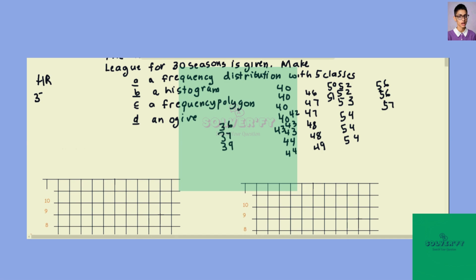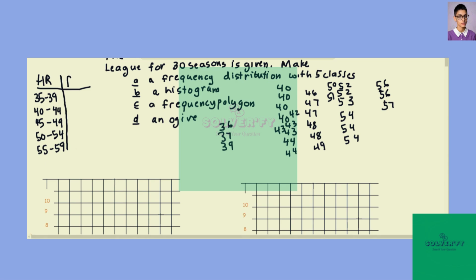So we got 35 to 39. So the next one will be 40 to 40, 41, 42, 43, 44. Okay, I get the hang of it now. Multiples of 5 over here on the left. 45 to 49, 50 to 54, 55 to 59.